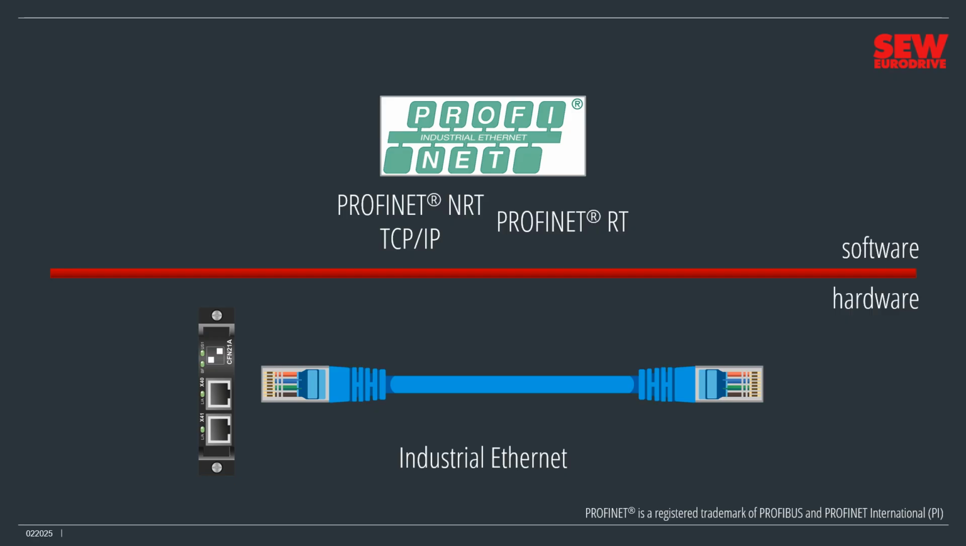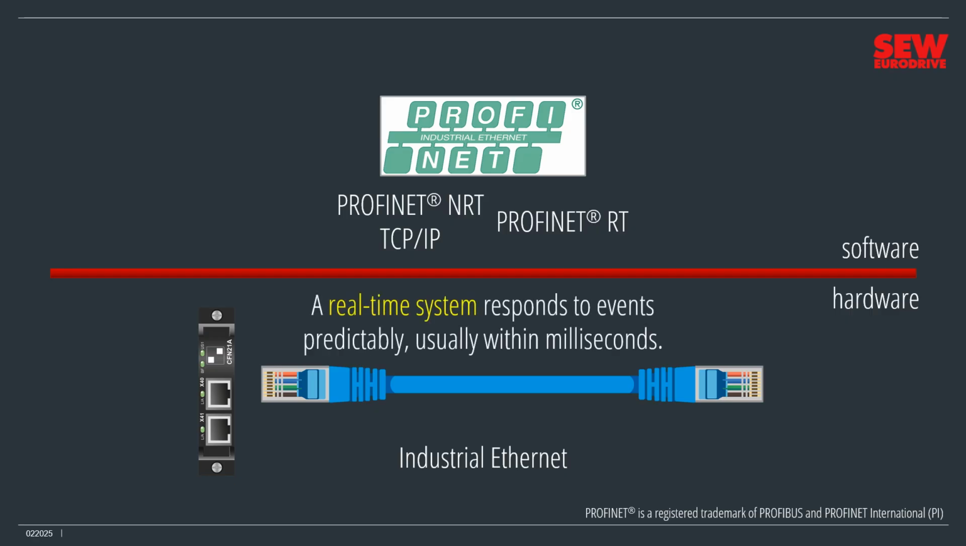This is probably a good time to define what real time means. A real time system responds to events very quickly and predictably, usually within milliseconds, thousandths of a second. Many industrial control applications require real time response from the control system so events happen correctly and safely. A system that doesn't respond in a predictable amount of time or that takes too long to react could cause dangerous accidents in the processes it controls.